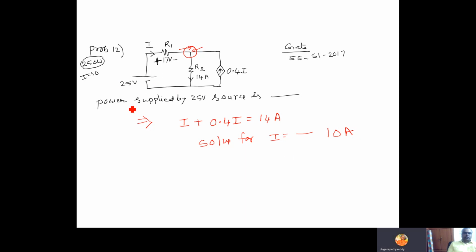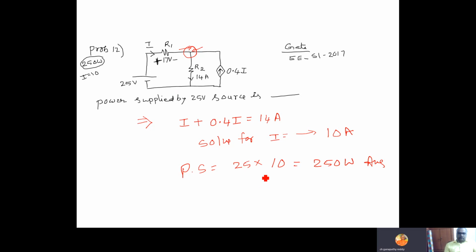Now how much is the power supplied by the 25 volts source? Power supplied is voltage 25 into current I. The current is 10, so 250 watts. This is the answer. Like this, we can solve these problems.